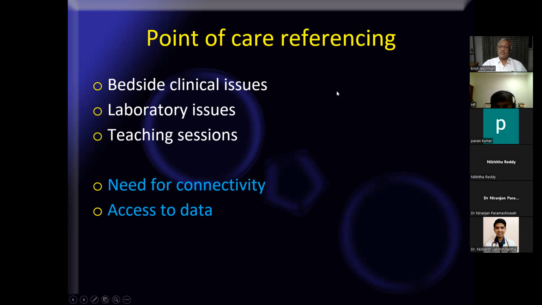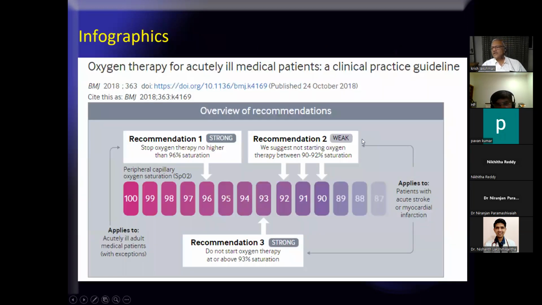And obviously, if you want to have a point of care reference, you need to have good internet connectivity and access to data. But these are not disadvantages anymore, because all of us have net enabled phones, for example. And infographics are very, very important nowadays. If you see the BMJ, I suggest that you see the British Medical Journal regularly. Every week that it comes out, it'll have some infographic on something important, not always surgical, but many times very useful for surgeons also.